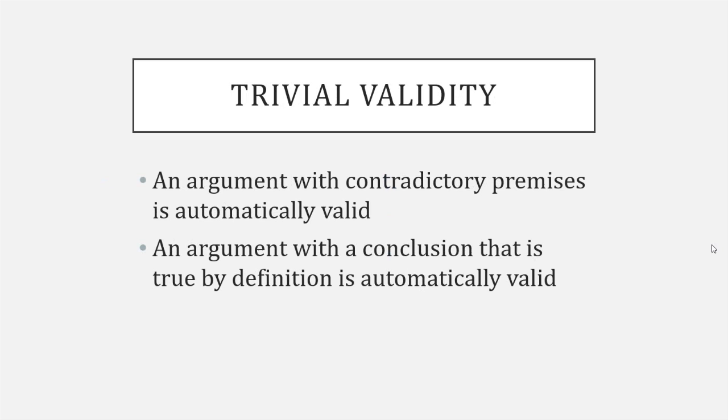So now we're going to talk about some weird kind of loopholes in the definition that I gave you. They're a bit odd, but I think they're worth focusing on because they highlight some of the features of the definition. I really want you to get this definition of validity clear in your head, because it will come up throughout the course. I'm calling them loopholes, but they're just facts about the definition. So, two things. An argument with contradictory premises is automatically valid. And an argument with a conclusion that is true by definition is also automatically valid. Let me show you some examples of both of those.